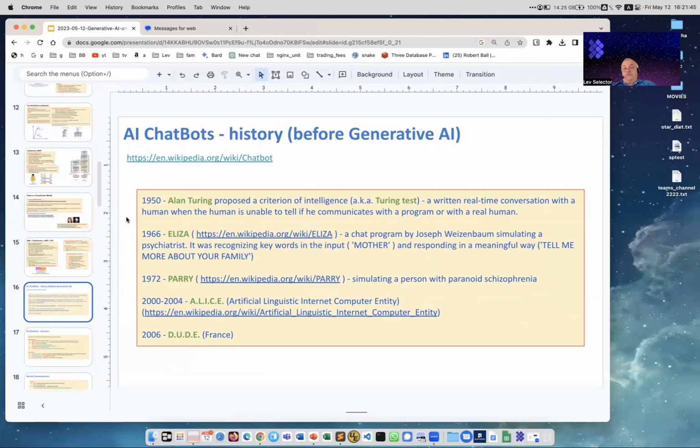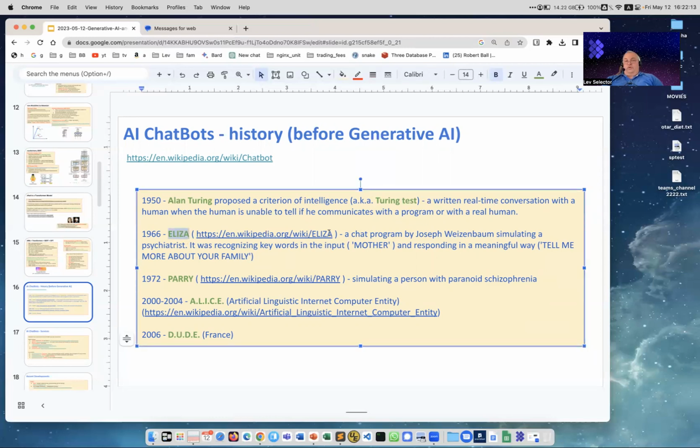Well, in 1950, Alan Turing proposed a criterion of intelligence, which is called the Turing test. The idea is that we have a written real-time conversation, and the human is unable to tell if he communicated with a human or a machine, right? So it's kind of like a chat program, and we're close to it, right? ChatGPT is very intelligent. We're getting there.